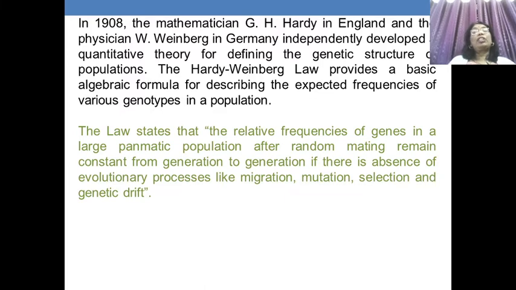In it, the individuals living show random mating, and when sexual reproduction takes place by that random mating, and we observe generation after generation produced in that species, the relative frequencies of genes remain constant generation after generation, when there is an absence of these forces. These forces may be migration, mutation, selection and genetic drift.